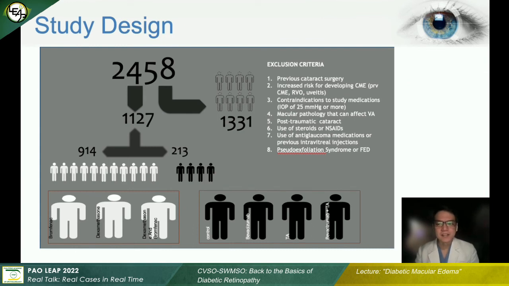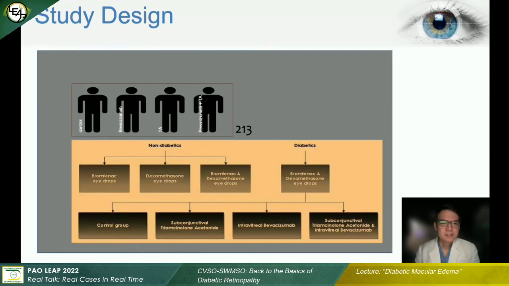There are two arms to this study, namely PREMED 1 and PREMED 2. The first arm focused on the non-diabetic group, while the second arm focused on the diabetic group, which we will talk more about. We will reserve the first arm for another day in the interest of time. There were 213 participants in the diabetic arm. The diabetic patients were given bromfenac and dexamethasone eye drops and then divided into 4 groups: the control, which will only have the same eye drops, the subconjunctival triamcinolone group, the intravitreal bevacizumab group, and the group that will have both.